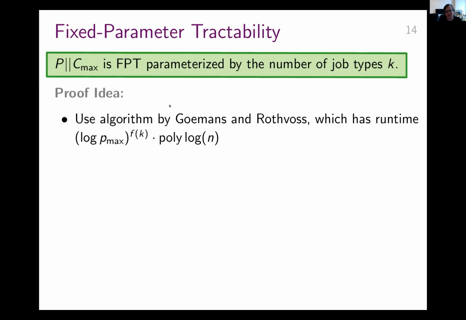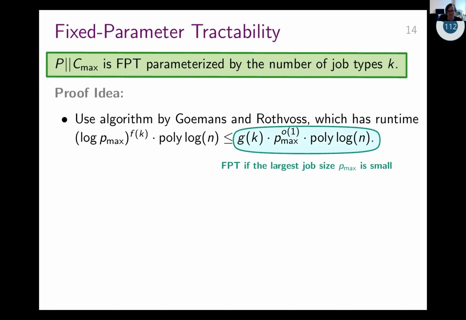So the algorithm of Gemans and Rotvos has runtime log Pmax. Pmax is the longest job size. To some f of k, this is actually a double exponential in k if you were interested, times polylog n, where n is the number of jobs. There's a simple inequality which gives you that this is FPT, it's just some function of k, times Pmax to little of 1 times polylog n. Okay, so this is FPT if Pmax is small. But we're interested in the case when Pmax is large.